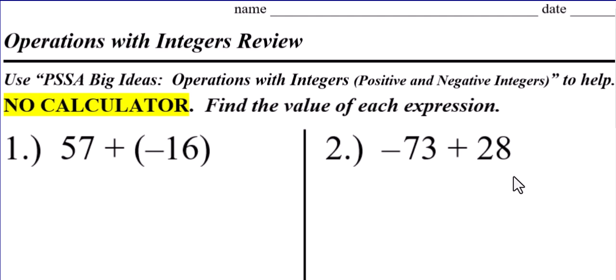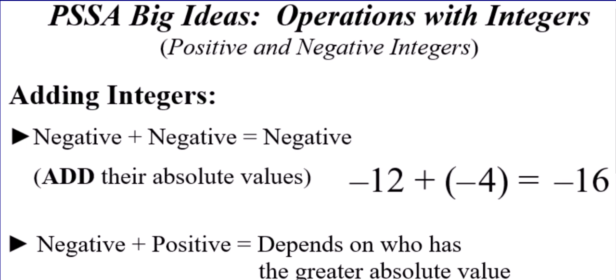Now, before we get started, let's go ahead and pull out the PSSA Big Ideas packet. It's probably pink if I'm choosing the same color that I have chosen in previous years. And we're going to look at the very first page called Operations with Integers, specifically positive and negative integers. And here's what I want to review with you.